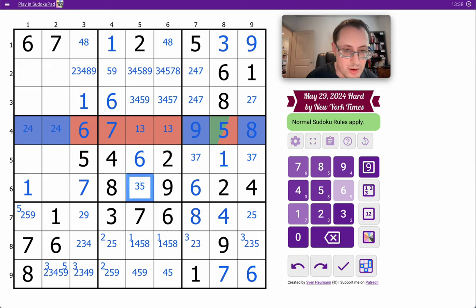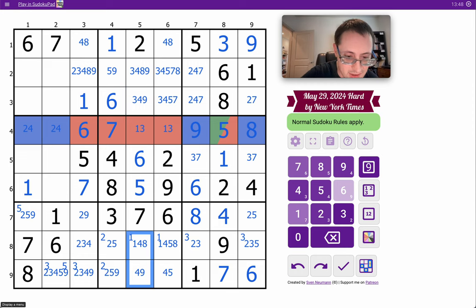This cell can't be 1. Oh, 1, 3, and that can't be 1. That's a 5. Duh. Let's see, so these aren't 5. Okay, what's left? Nothing easily other than 8 must be in one of those two.